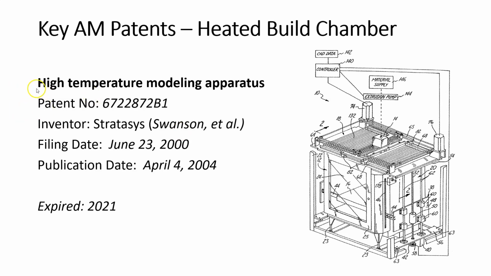The title for this is High Temperature Modeling Apparatus. So again, very general title. The patent lists a whole bunch of names of inventors. These are employees of Stratasys. So Stratasys actually owns the patent. It was filed on June 23rd, 2000. So 20 years later, I think they had a little bit of an extension. And so it actually expired in February of 2021. So they might have had a slight extension on that. But the publication date was 2004. Okay. And this is what the figure looks like.